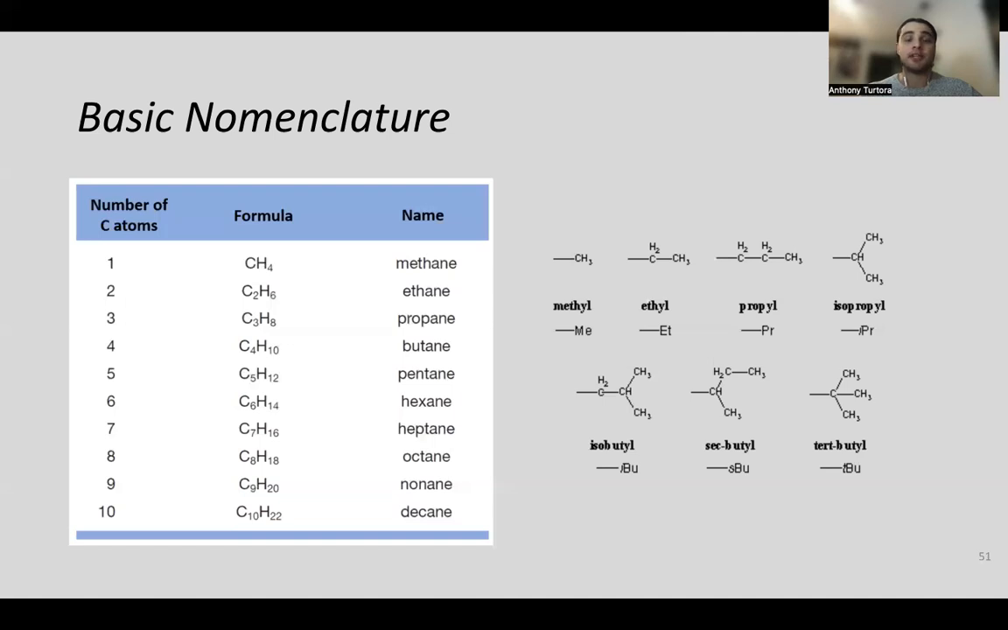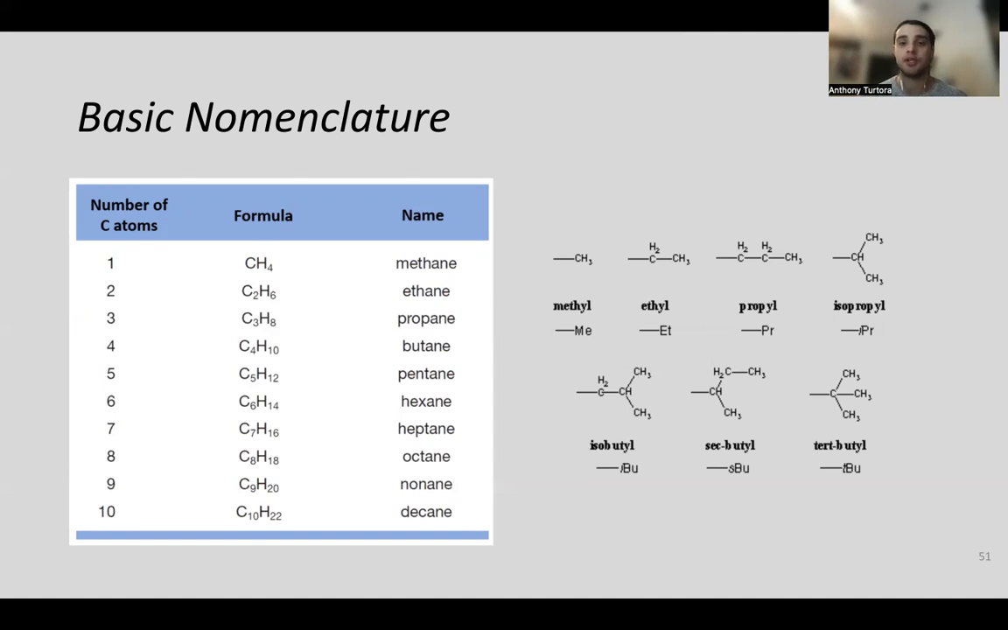Looking at basic nomenclature that is important to know, we first have to know how we name molecules based on the number of carbons. So we use meth for 1 carbon, eth for 2, prop for 3, and so on. This list is important to know, so I would memorize this.